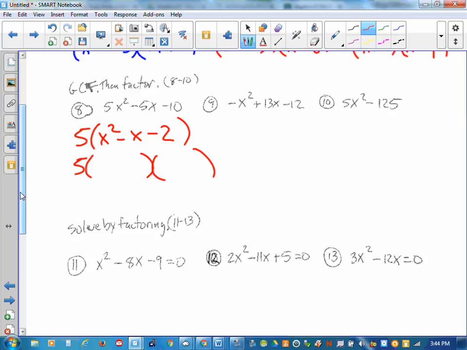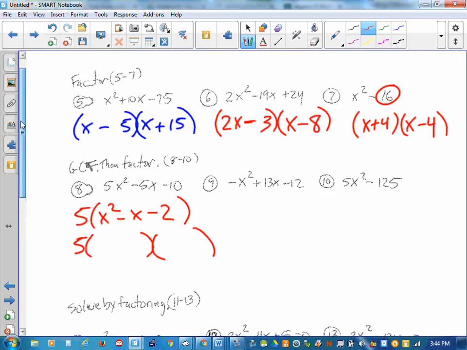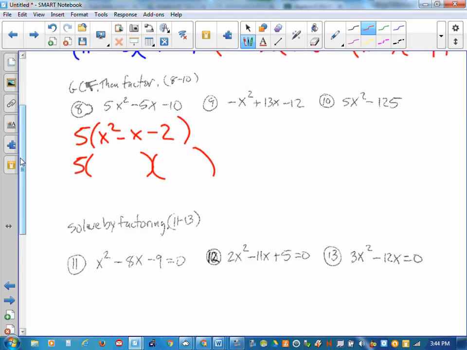All right. So this is kind of like number 1 now, or not number 1, but number 5. But it has this 5 in the front, but it is x squared. So x squared always goes to x and x. 2 has to be 2 and 1. There has to be negative 1 in the middle, so negative 2 plus 1.